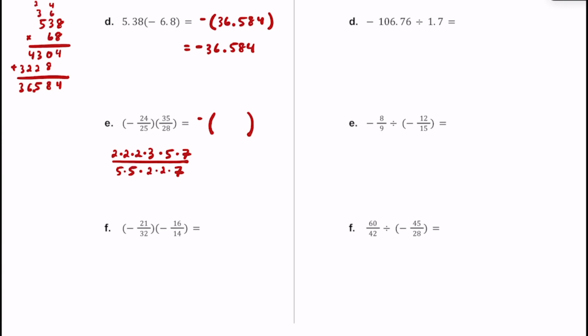All right, so what can we cancel out here? Well, the 7s can definitely be canceled out. These 5s can be canceled out. This 2 with this 2, and this 2 with this 2. So it looks like after all that canceling out, 2 times 3 is left on top, which is 6.